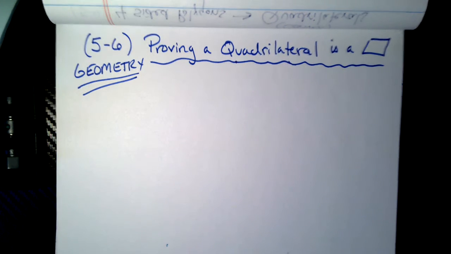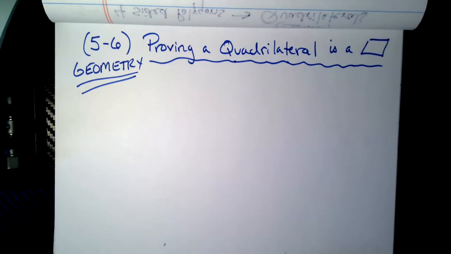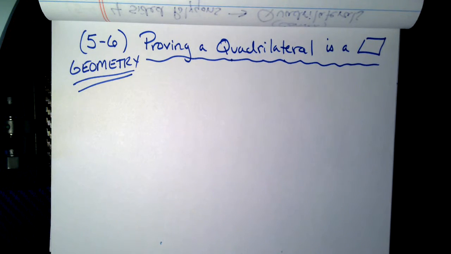Geometry class, here we go. Section 5-6. I believe this is the last section we're going to officially cover in detail out of Chapter 5. And then we'll have a few more little sections to cover out of Chapter 7 to wrap it up as one official unit. Proving a quadrilateral is a parallelogram.